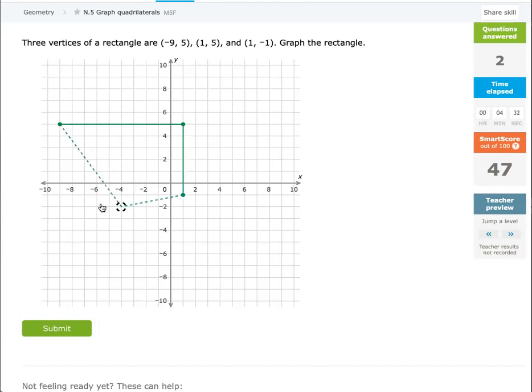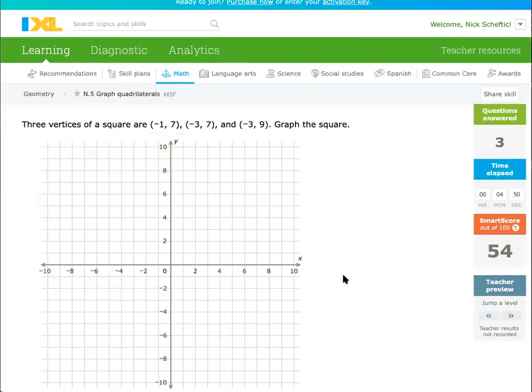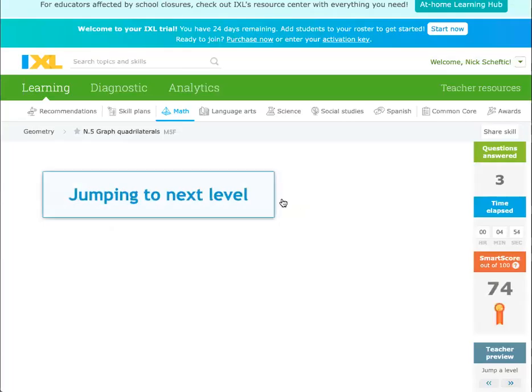Okay, and then my last point here, I can almost just visually put it right there. I can see it, so it should be over -9. So that's going to match up with this right here, -9. And I'm going to be down, my y is going to be -1. Okay, and that should create my rectangle right there. Do one more, jump to next level.